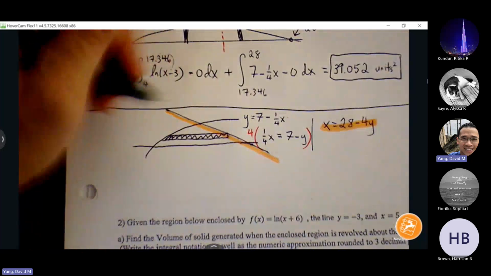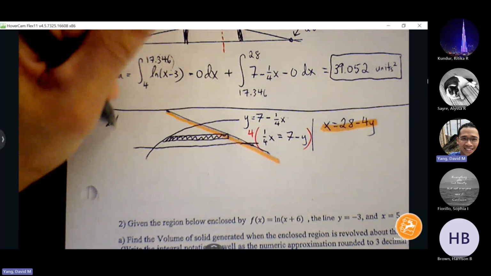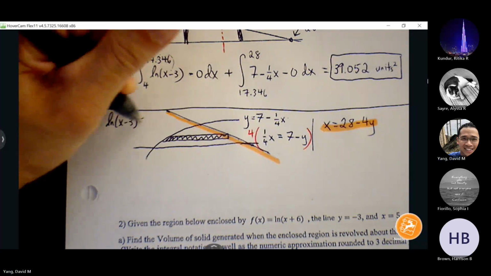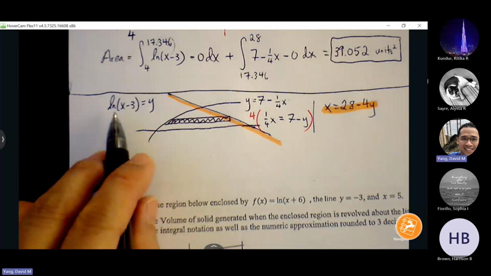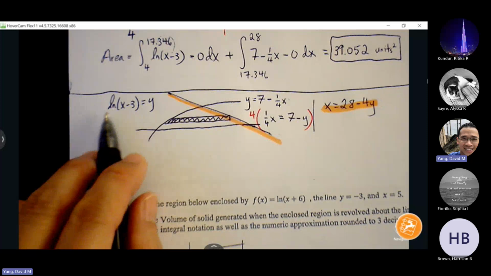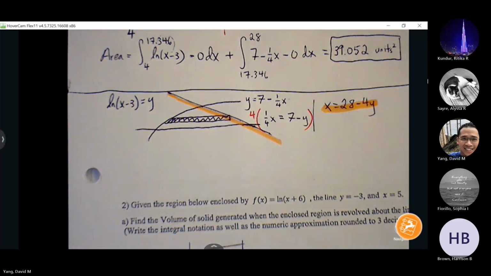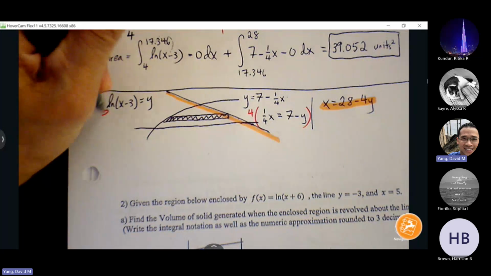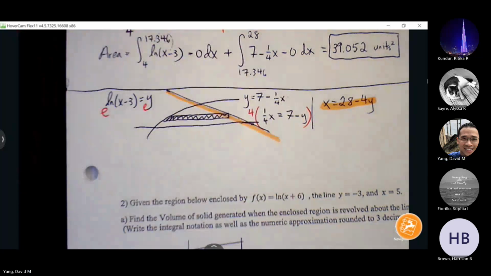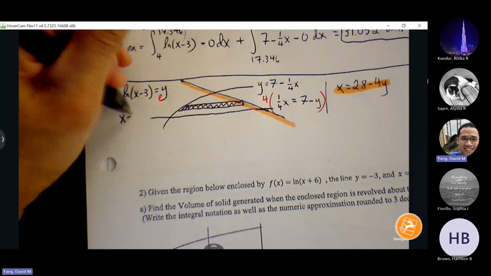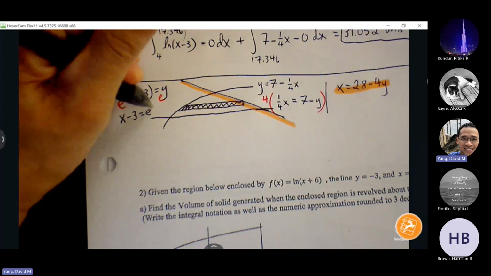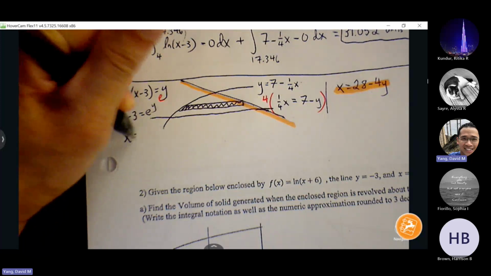Y equals natural log of x minus 3. I want to put that natural log of x minus 3 on the left side. I want to solve for x. To solve for x, I want to get rid of this natural log. To get rid of the natural log, I can do what on both sides? Yeah, raise both sides. E is the base. E and natural log are inverses of each other. They're going to cancel each other out. X minus 3 equals e to the y. Solve for x.